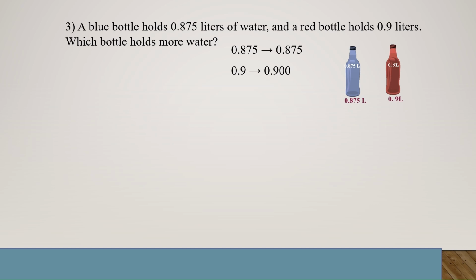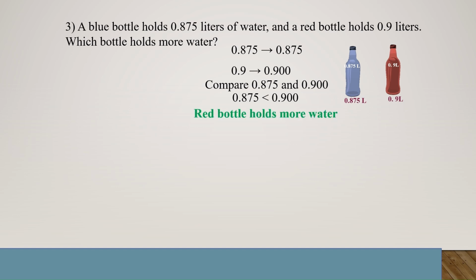0.875 we leave as it is. 0.9 we convert it as 0.900. Now it is easy for you to compare. 0.875 is less than 0.900. So red bottle holds more water.